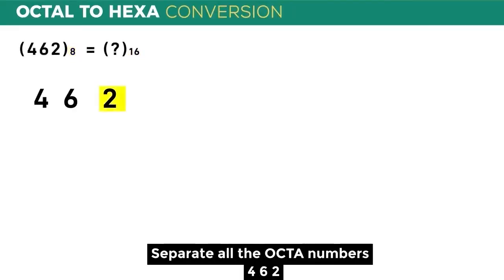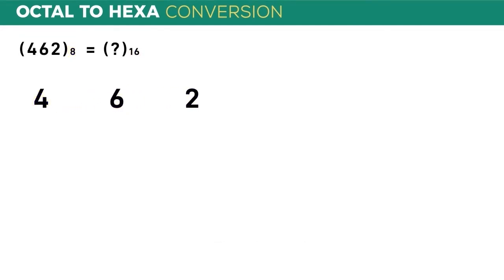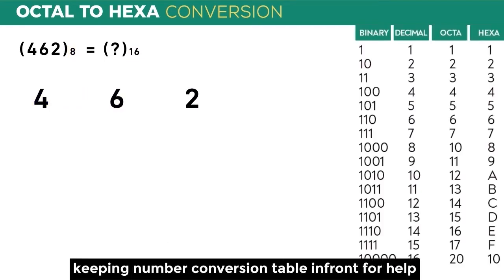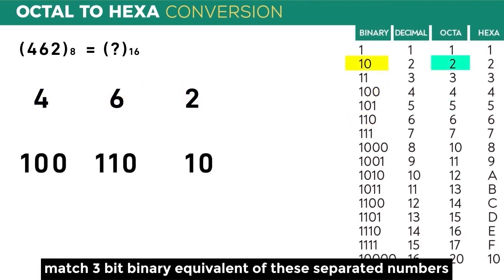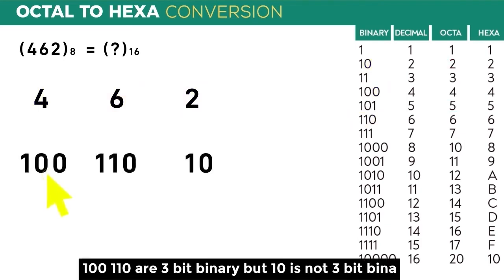We will separate all the numbers, and we have a chart on our screen which shows binary, decimal, octal and hexa equivalents of each other. Match the 3-bit binary equivalent of these separated numbers, which are 4 is equal to 100, 6 is equal to 110 and 2 is equal to 10. So as we can see, 100 and 110 are 3-bit numbers, but 10 is not a 3-bit binary number.